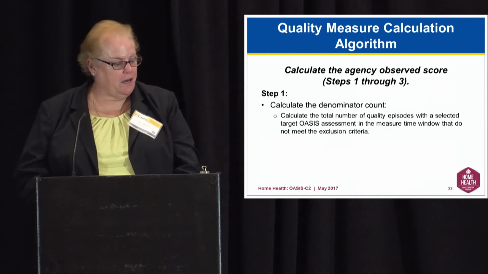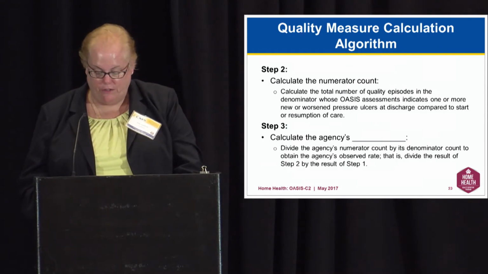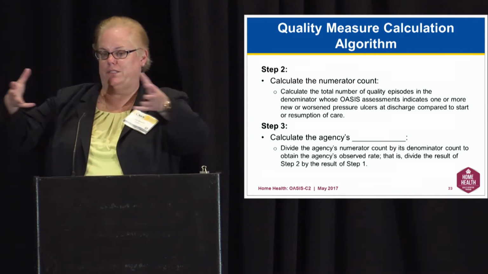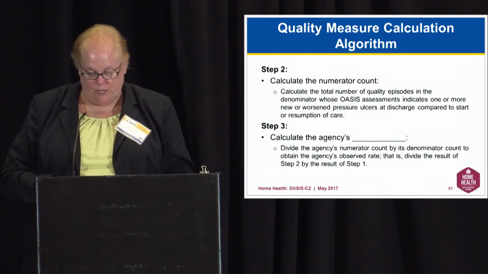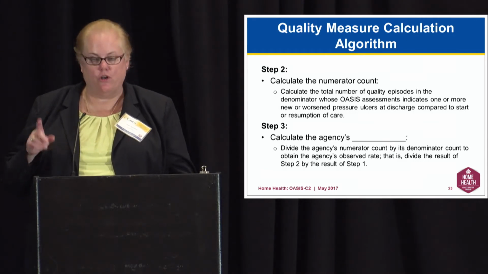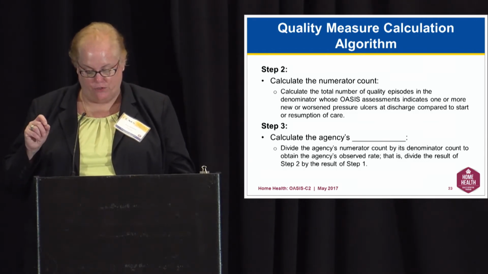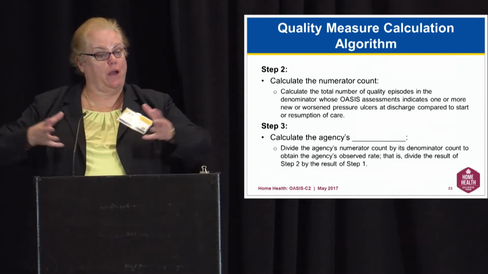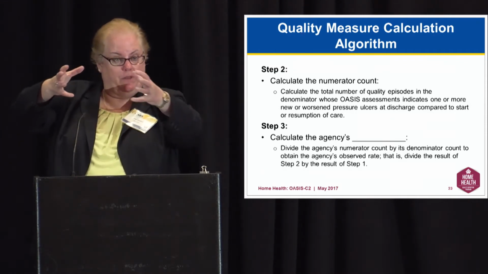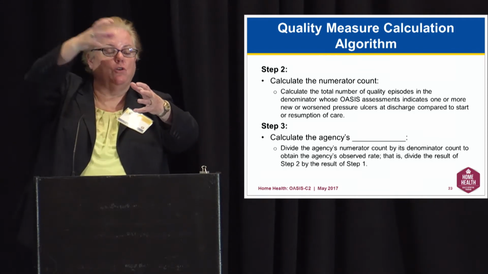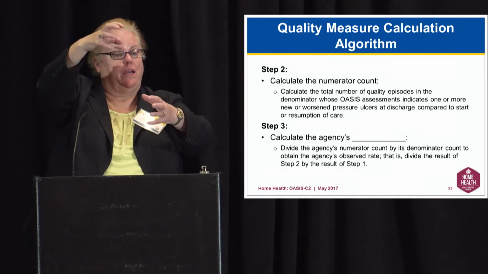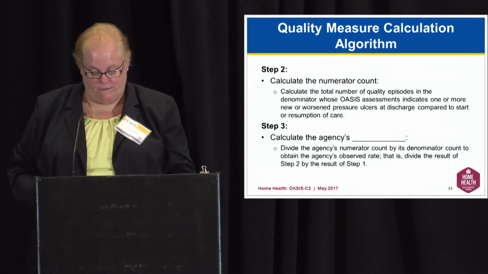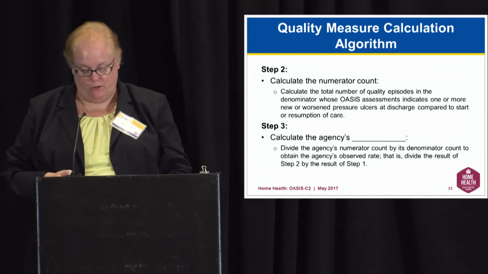And then step two is calculate the total number of episodes in the denominator. So now we have the total sample, that's my denominator, whose OASIS assessment indicates one or more new or worsened pressure ulcers at discharge as compared to the start of care or resumption of care. So now I had my total population here that could fit into it. Now my numerator is a subset of those, right? And those are people with new or worsened pressure ulcers meeting the definition. So that's step 2.